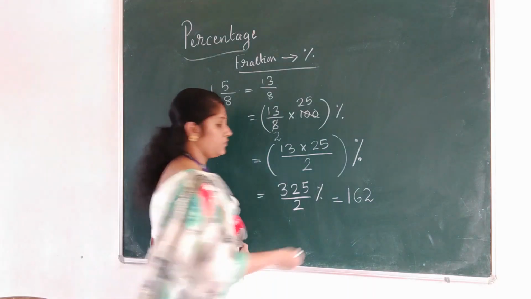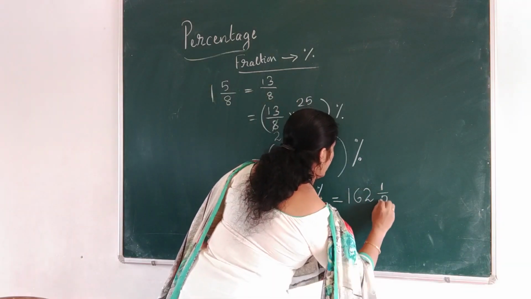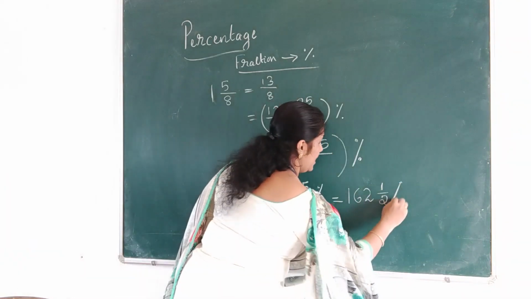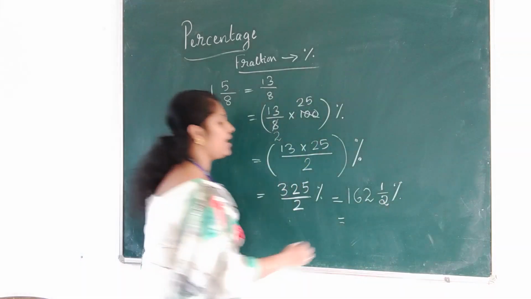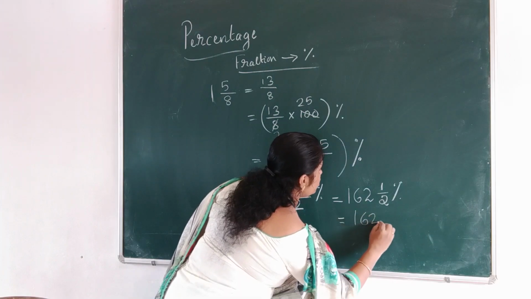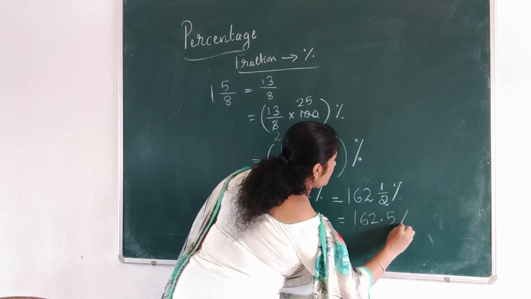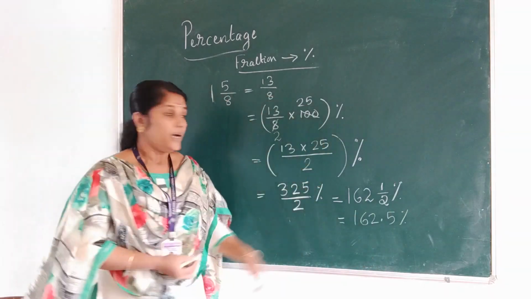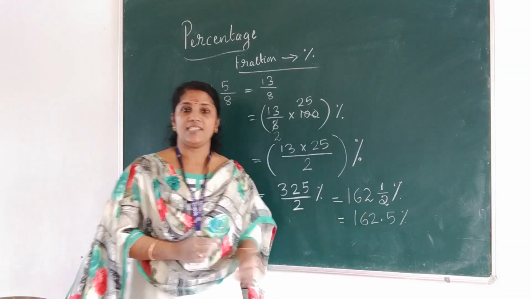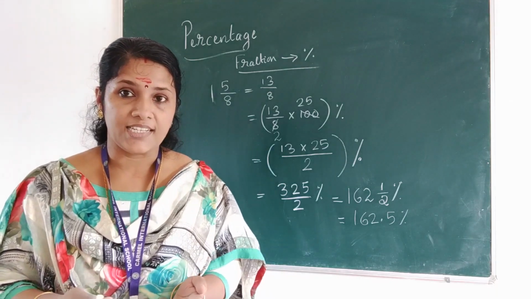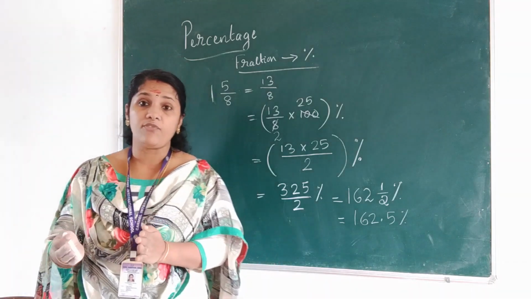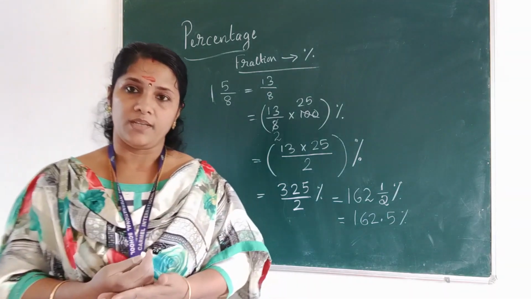162 1 by 2 percentage. The same thing you can write in decimal form as 162.5 percentage. Try to find these answers on your own. If you didn't get the answer, if you are feeling any difficulty, you can approach me. Okay?